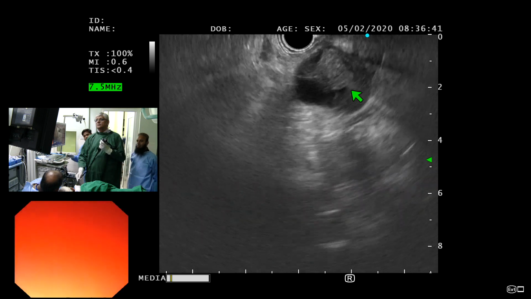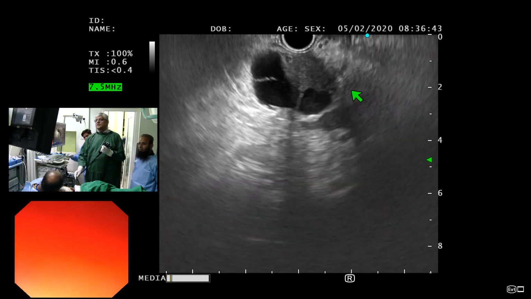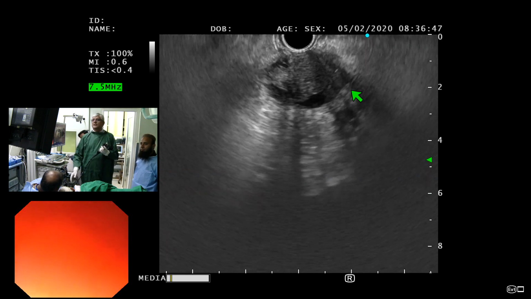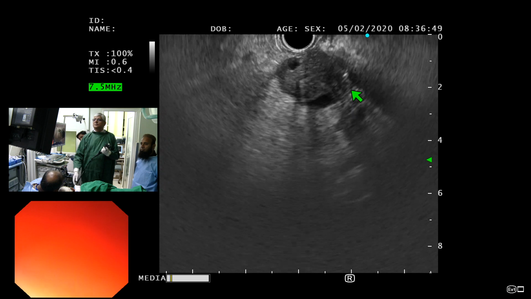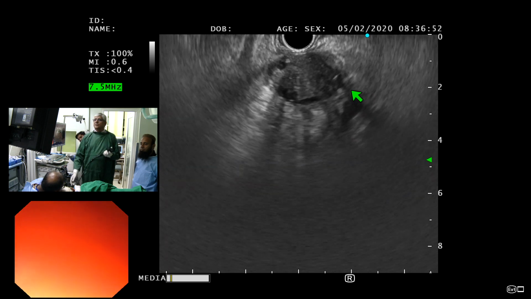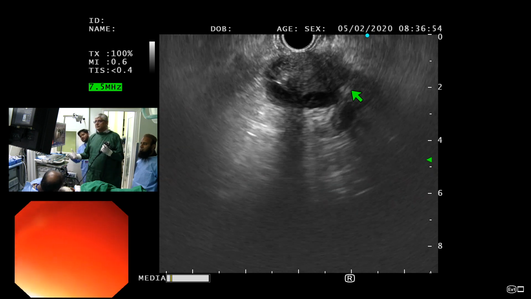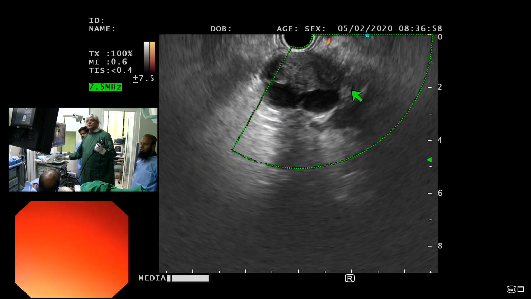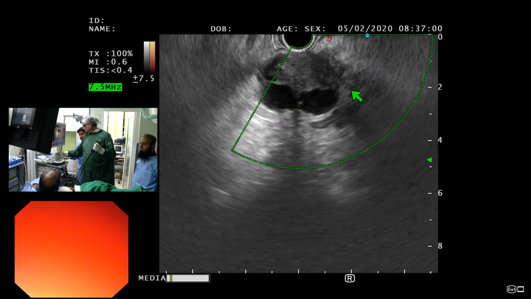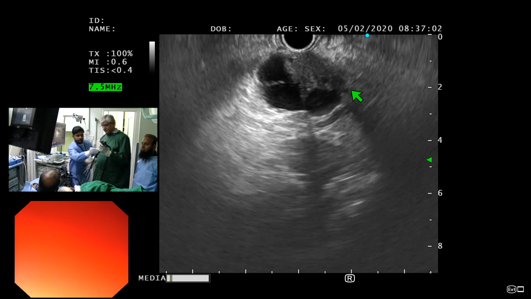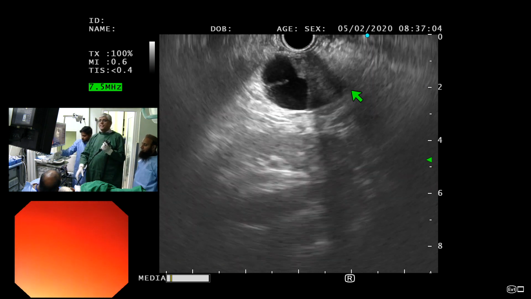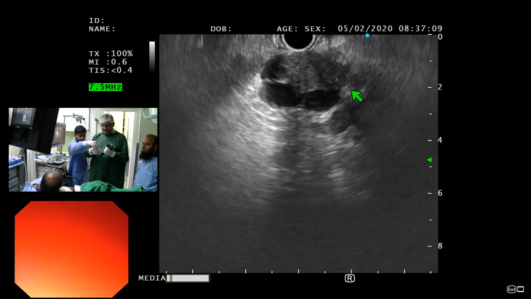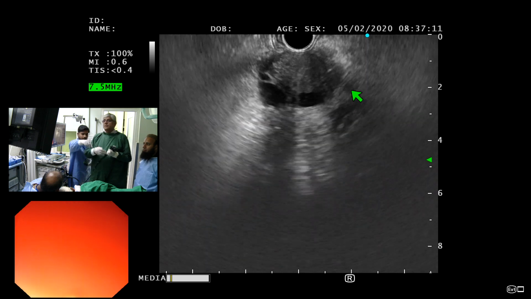Okay, that's the mass. So this is a mass in the body of the pancreas which has a cystic component to it, but obviously there is... can you all appreciate it? I don't know if you guys are with me or not. Yes, we can see. Okay, so we want to make sure there is no major vessel there. So this is probably a cystic lesion that may have turned into something more sinister.